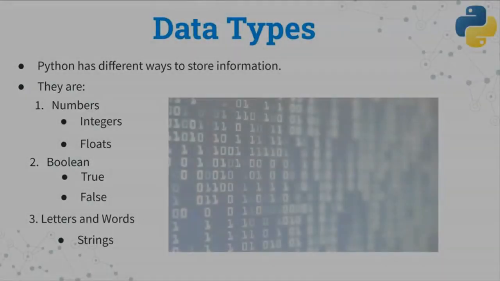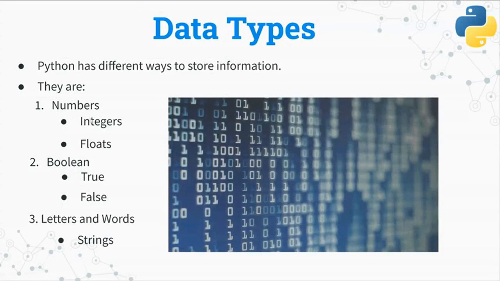We talked about these three data types: numbers, booleans, and letters and words. Do you guys have any questions on these three topics so far? Okay, let me go over that. Let me just share my screen.